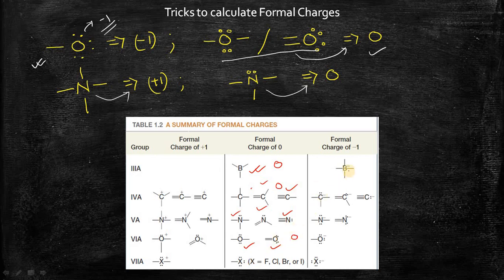And in the case of -1, if you see the carbon is bonded with only 3 atoms like this, or like this, the formal charge of carbon will always be -1. You do not have to do all the calculation. You can directly jump to the conclusion that the formal charge of carbon will be -1. So these are some of the tricks by which you can save your valuable time during any problem solving.